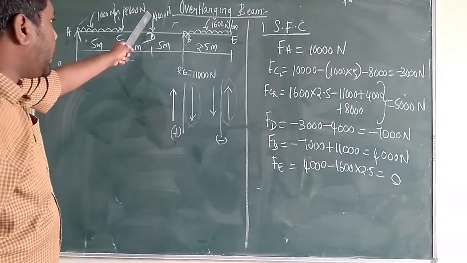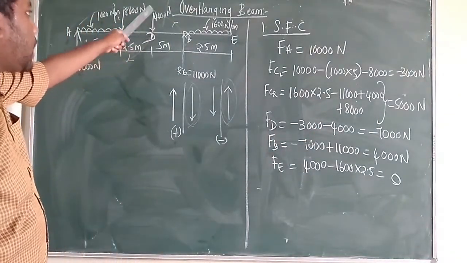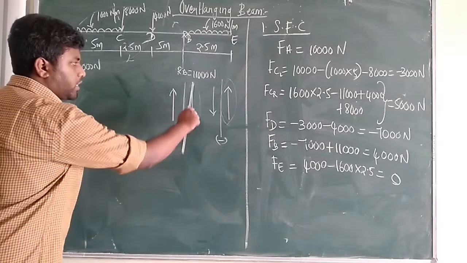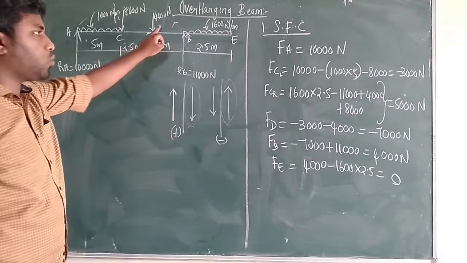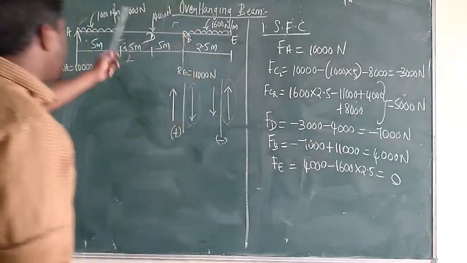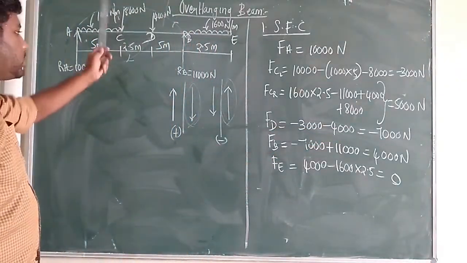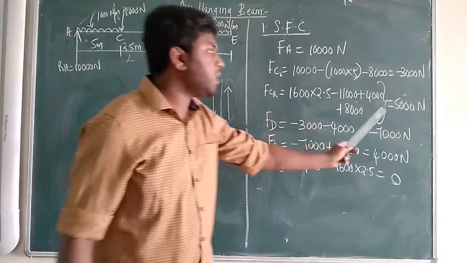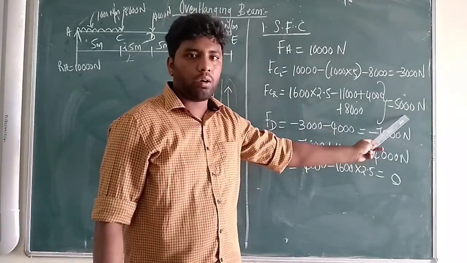Then at the right of the section there is a vertical downward direction. That is 4,000 Newton plus 4,000, and again a vertical right of the section, plus 8,000. If you calculate, the answer is 5,000 Newton.